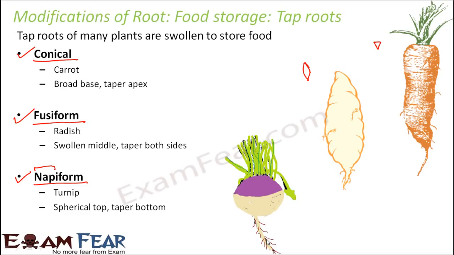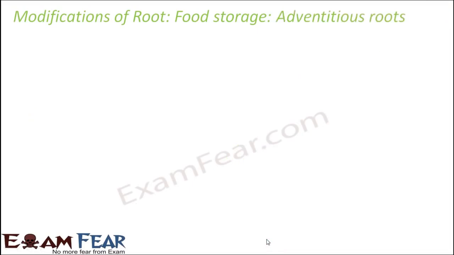So basically what we eat, the edible part of a carrot or a radish or a turnip is nothing but the root. So root stores all the food that the plant actually needs. So this type of tap root, and these are all examples of tap root, where you have one primary root and from there you have several branches coming out. So these are all modifications of tap root which are swollen for the purpose of food storage. Now depending upon their different shapes, they are classified as conical, fusiform or napiform.